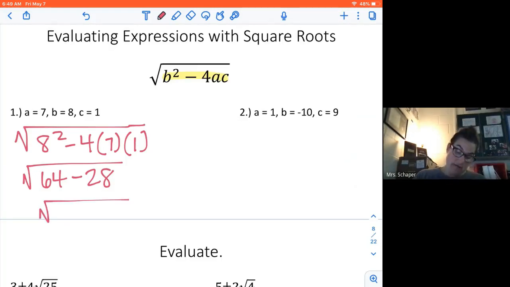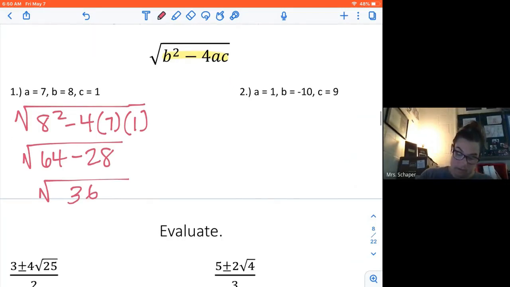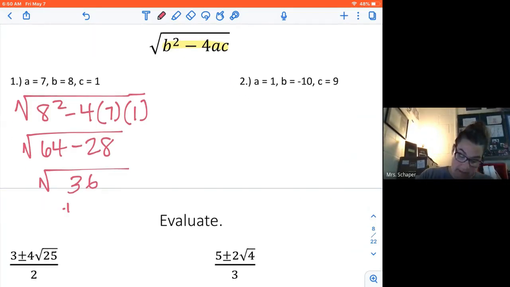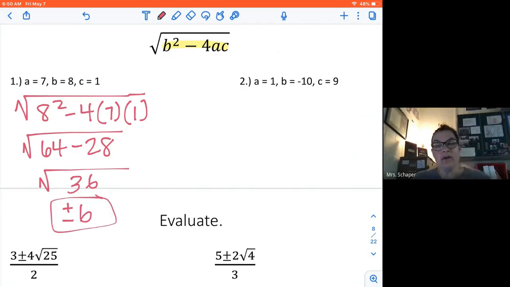All right, so now we've got the square root of 64 minus 28, which is going to be the square root of 36. So the answer is going to be positive or negative 6. Okay, positive or negative 6. I put the square root symbol in there. We're going to go with that.